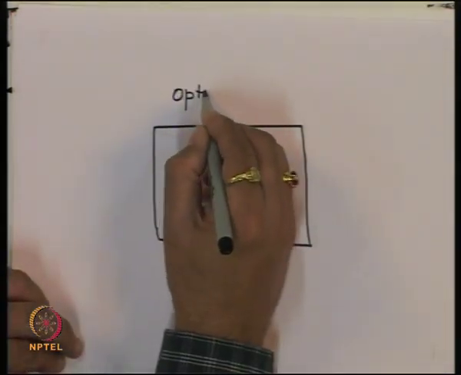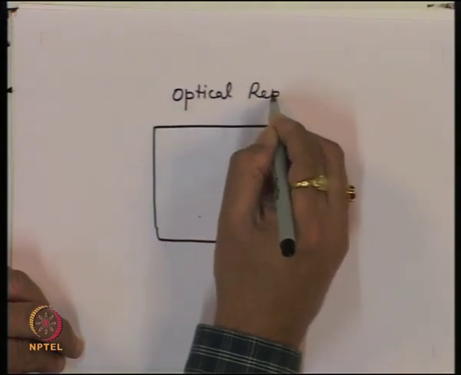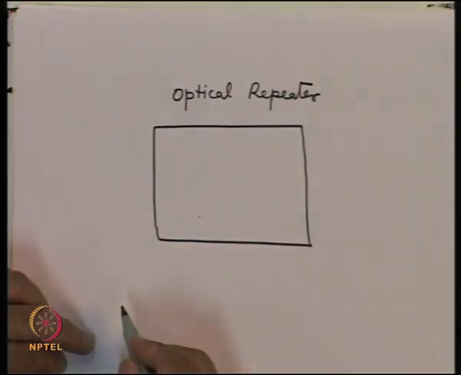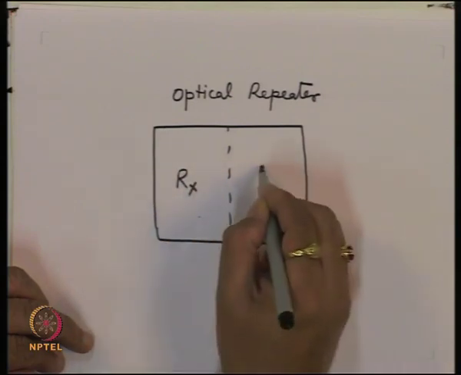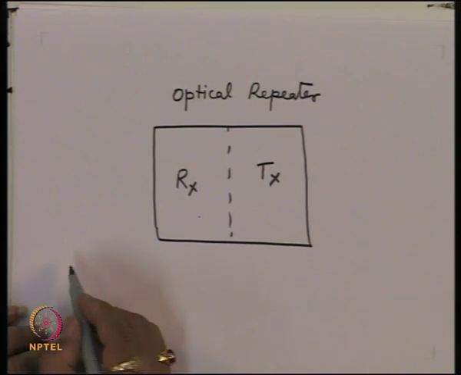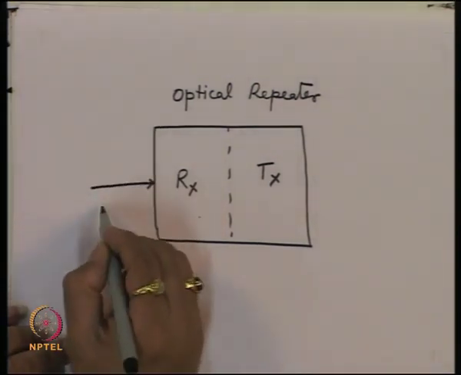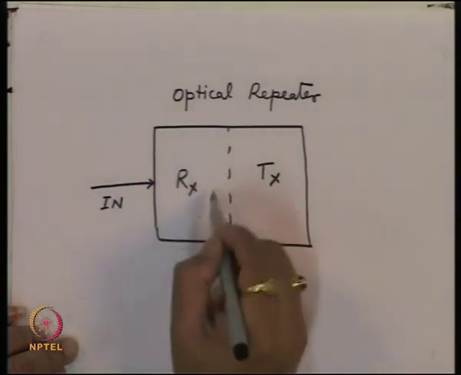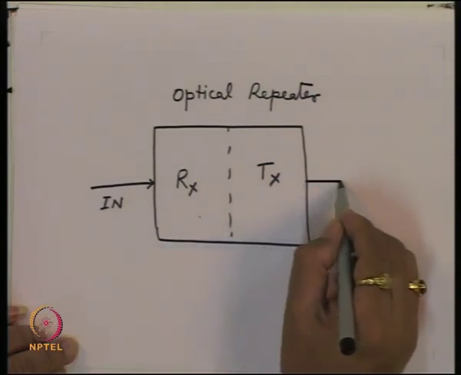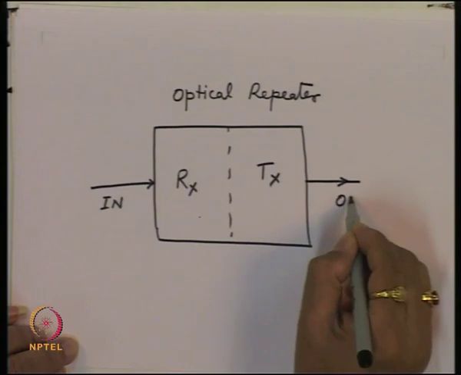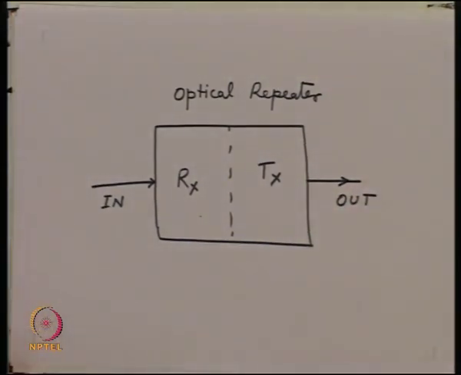So we are having what is called the optical repeater, and what essentially this is doing is, it is having a receiver here and is having a transmitter here. The signal is received from here, detected, converted into electronics, cleaned, supplied to the transmitter, and the signal is sent again in the optical form from here. So essentially an optical repeater is a back-to-back receiver-transmitter combination.